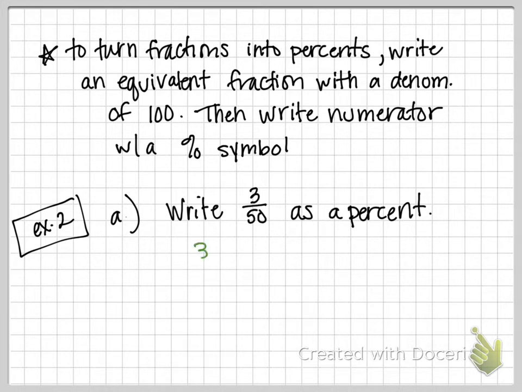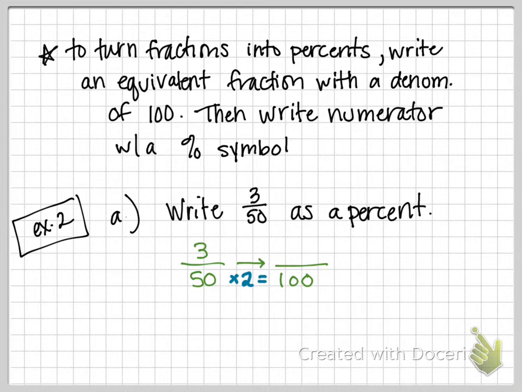So I'm going to start with 3 over 50, and I want to get this to an equivalent fraction that has a denominator of 100. So Colin, what should I do? So you would times 2 because 3 times 2 is 6, and then 50 times 2 makes 100. Right. To go from 50 to 100, to get that denominator of 100, we multiplied by 2.